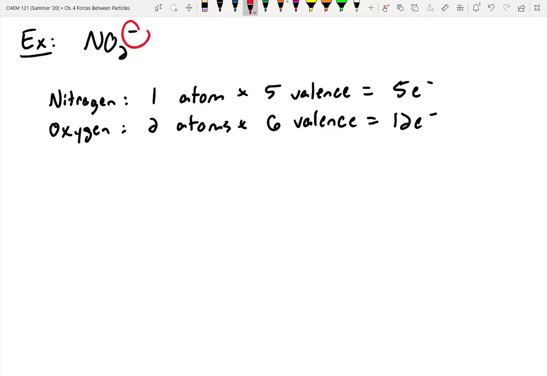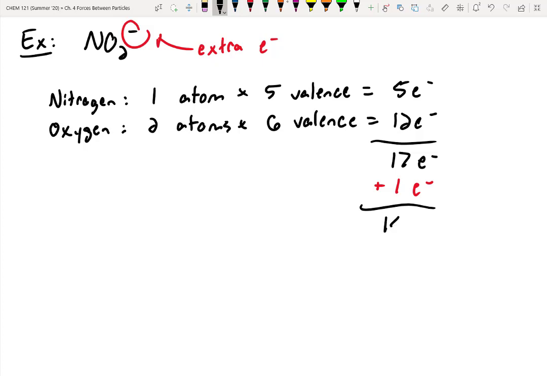However, we've got a negative charge, right? So when we add this all up, this would be 17 electrons, but we've got an extra electron. So we would add 1 more electron to this, and we could say, well, this means that we've got 18 electrons total. So let's try this again.